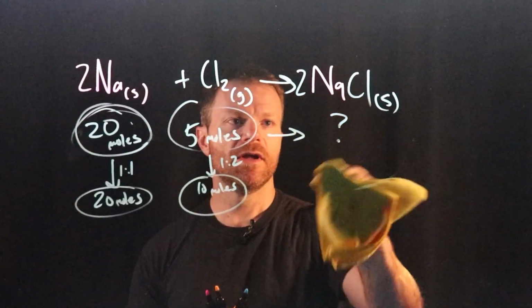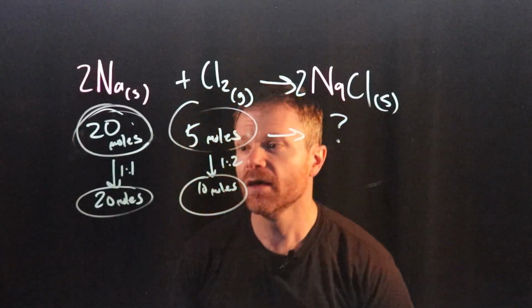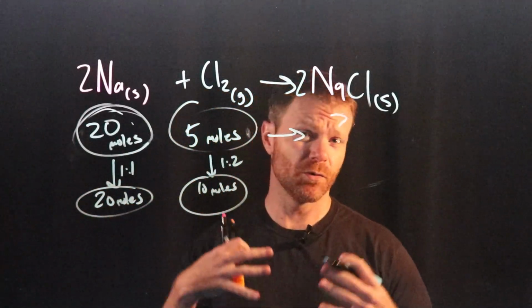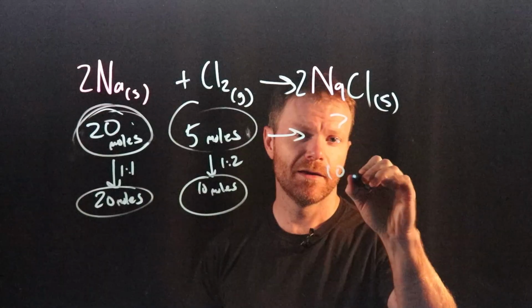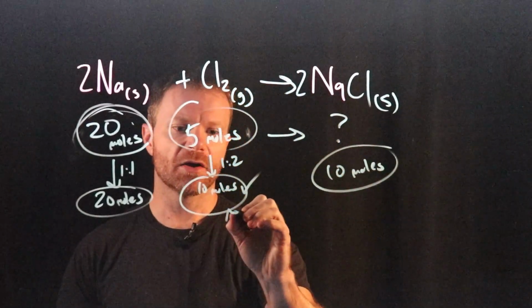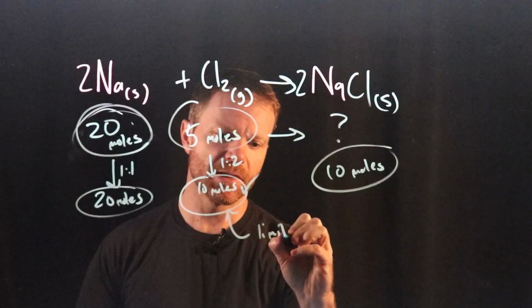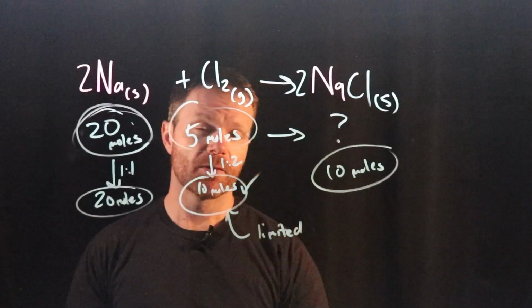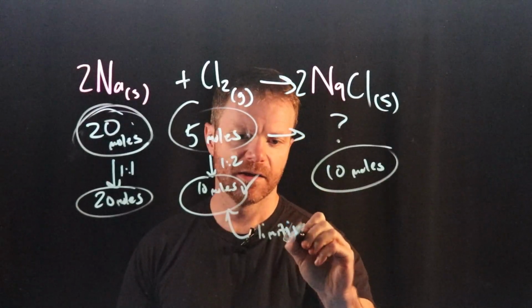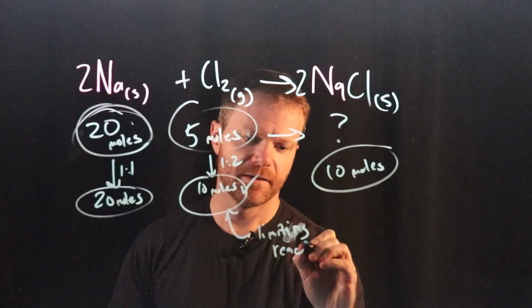So now, how much sodium chloride can we make? We've got enough sodium for 20 moles, we've got enough chlorine for 10 moles, so we can only make 10 moles. We're limited by our chlorine now. Previously we were limited by our sodium. Now we're limited by our chlorine. We call that our limiting reactant.